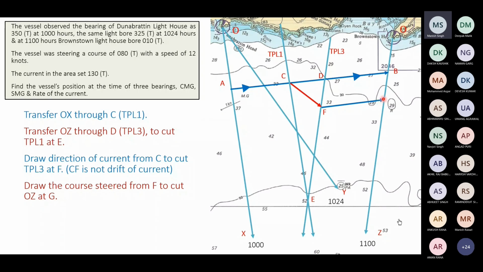Now this particular line will again meet my third PL, OZ, at a certain point. Let's name this point as G. So we have the G point in our plot. I have marked it with a single arrow since this is the course steered.